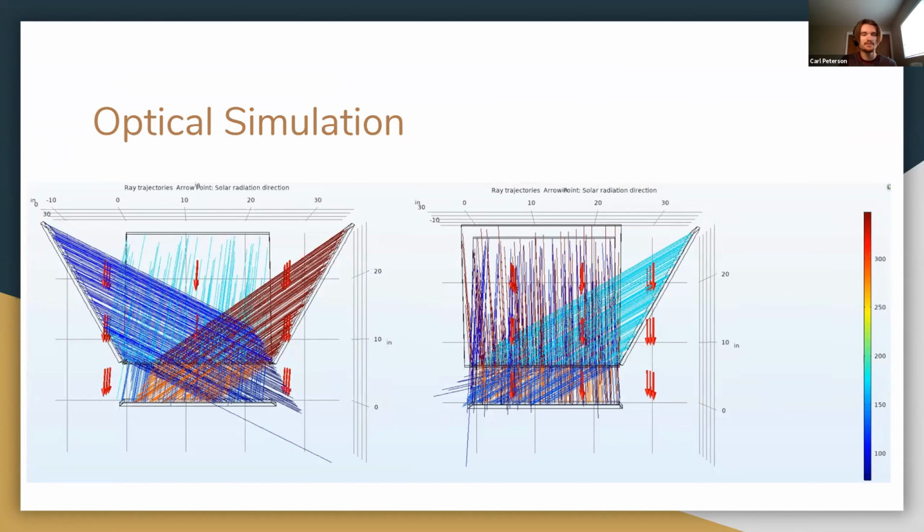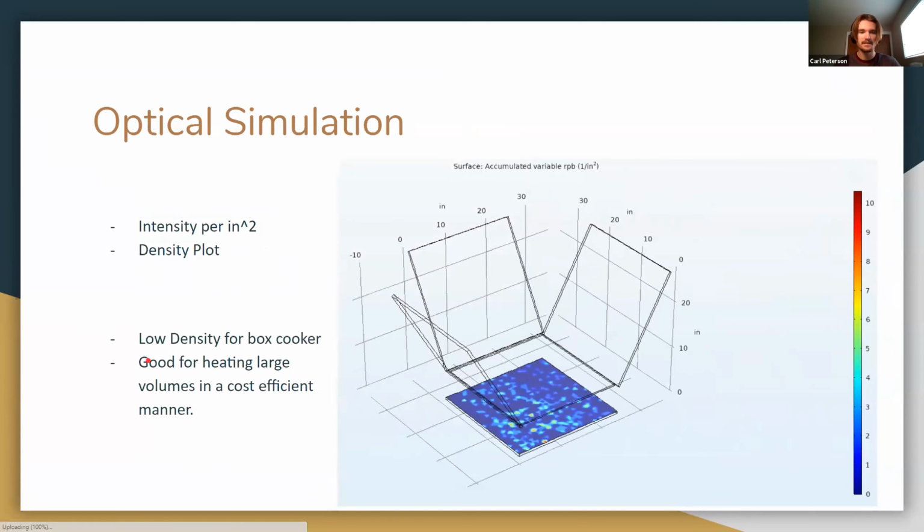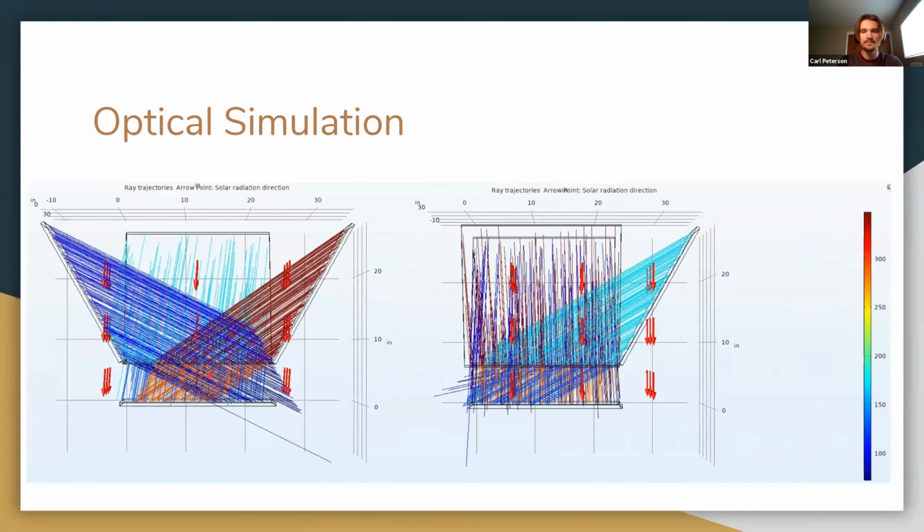So we ran an optical simulation in COMSOL. From these two images, you can see the red arrows, which are the solar radiation direction. The radiation is coming from about an ideal position in these models, but the intensity varies with the angle of direction, and it also varies with the refraction through the glass pane, which Stephen is pointing to right now. The light comes down, reflects at a 60-degree angle, and then hits the base plate.